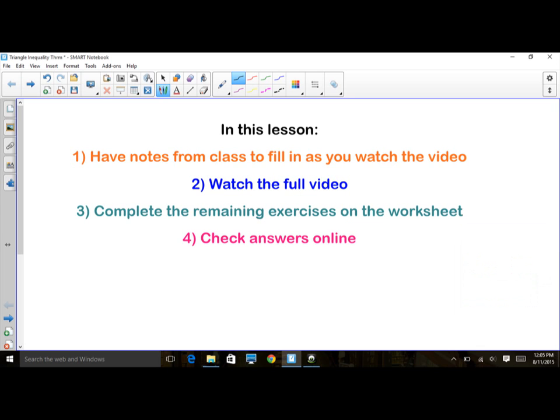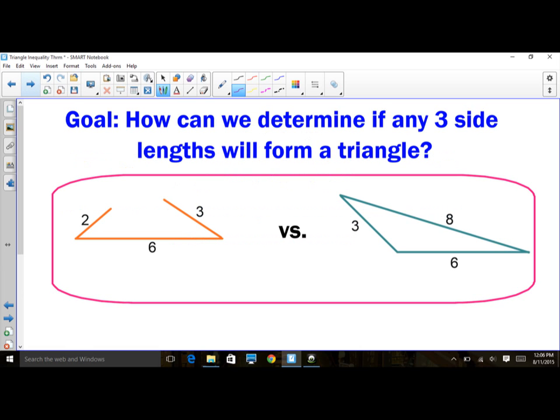First of all, get your notes that you got handed out in class today. You want to fill out these notes as you watch the video. You want to make sure you're watching the full video. Complete the remaining exercises on the worksheet. Don't worry, there aren't that many. And then you can check your answers with the key online. I highly recommend you do that. That way tomorrow in class we just hit the ground running with a new topic related to today.